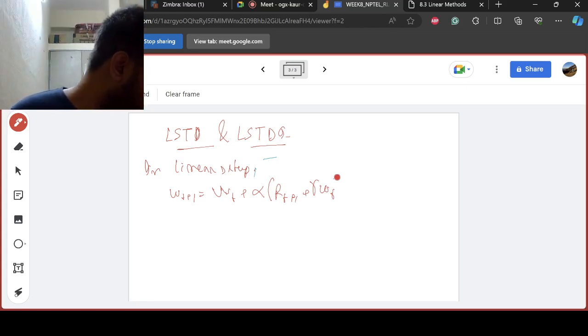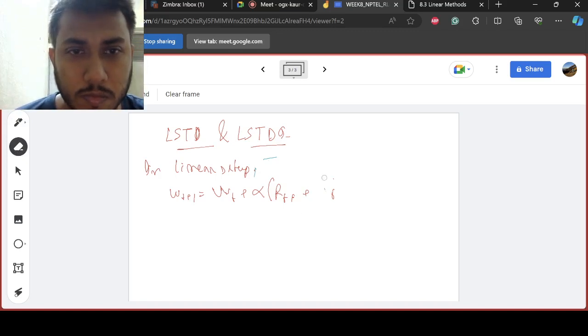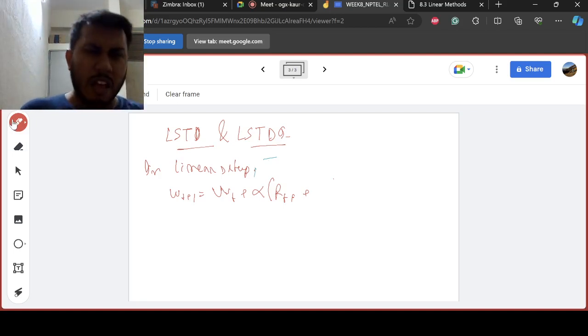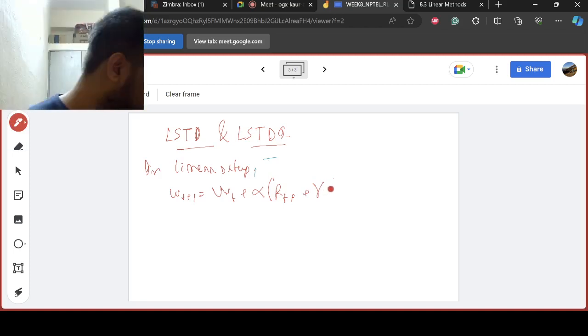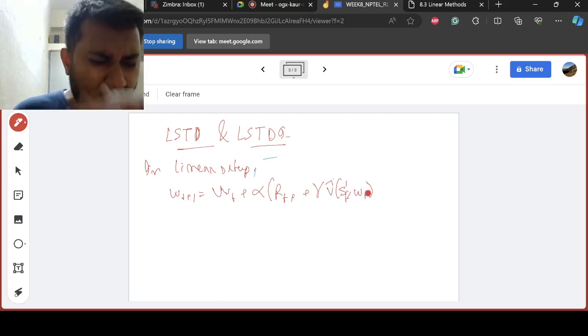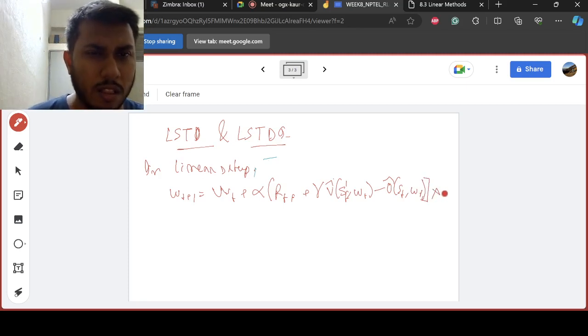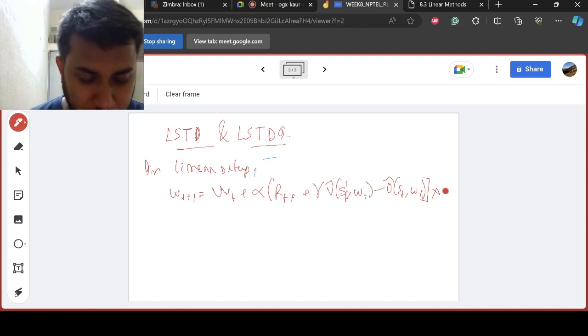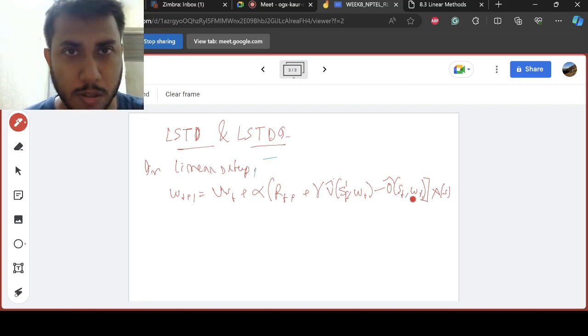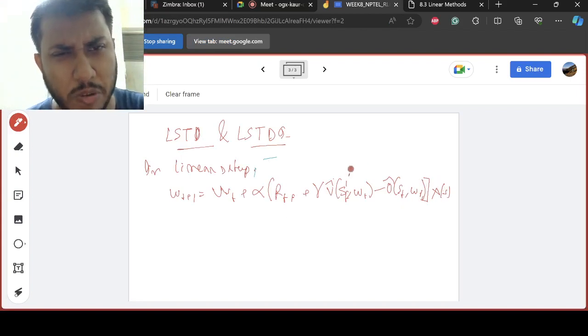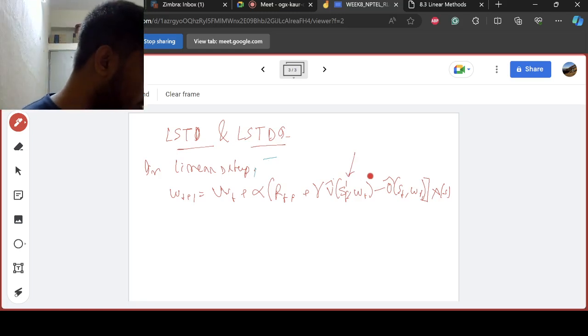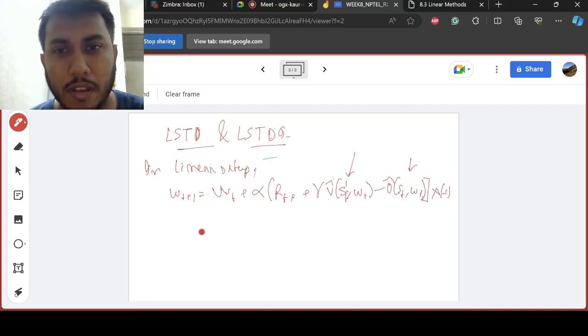Okay, let me write the previous one, then we will go. Gamma V hat(S', W_t) minus V hat(S, W_t) times x(S). So, since the operator is now linear, we can replace x(S), and also we can replace this one and this one with the linear formula.